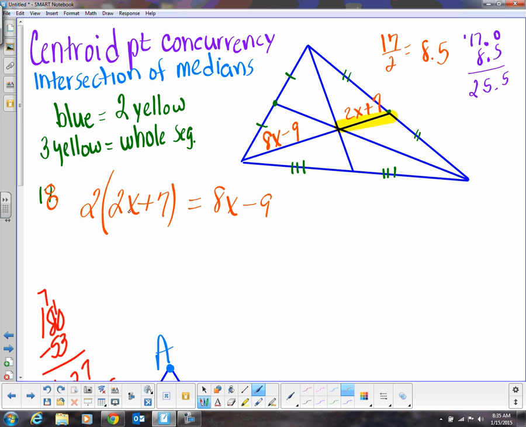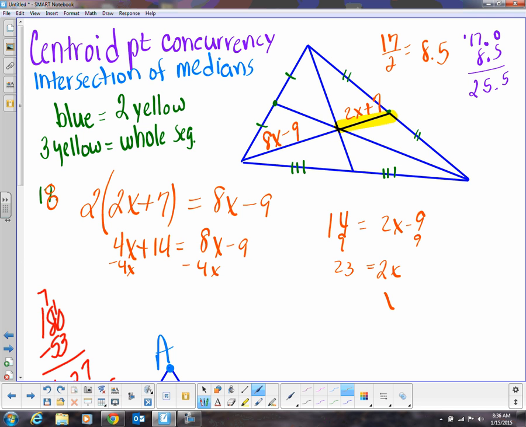So now you're going to distribute. So you're going to have 4x plus 14 equals 8x minus 9. We're going to subtract 4x. So you're going to have 14 is equal to 4x minus 9. You're going to add 9. So you're going to get 4x is equal to 23, or x is going to equal 23 over 4.